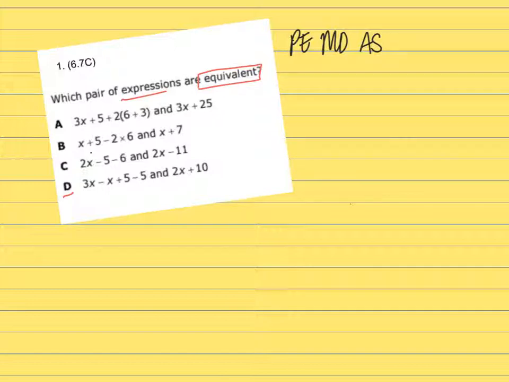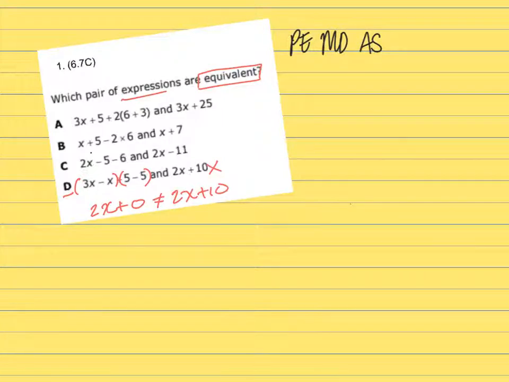And we can see that 3x minus x would be 2x, and then 5 minus 5 is 0. So 2x plus 0 is not the same as 2x plus 10. So I can eliminate that as one of my choices.